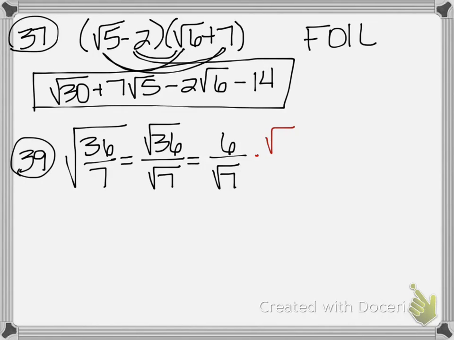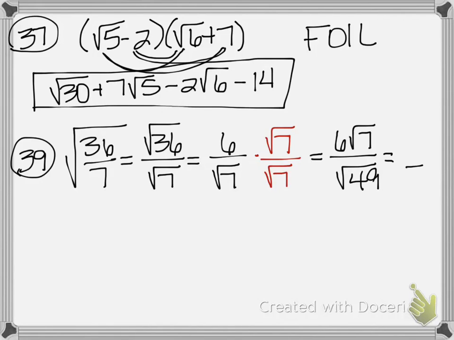So I'm going to create a perfect square in the denominator by multiplying by the square root of 7. And remember, what you do to the top, you must do to the bottom, because square root of 7 over square root of 7 is the same thing as 1. So this is actually just an equivalent fraction. So I'm going to get 6 square root 7 in the numerator. I get square root of 49 in the denominator. Now I can take the square root of 49 because I've created that perfect square, and that's 7. I have 6 square root 7 in the numerator. And that would be my final answer on 39.